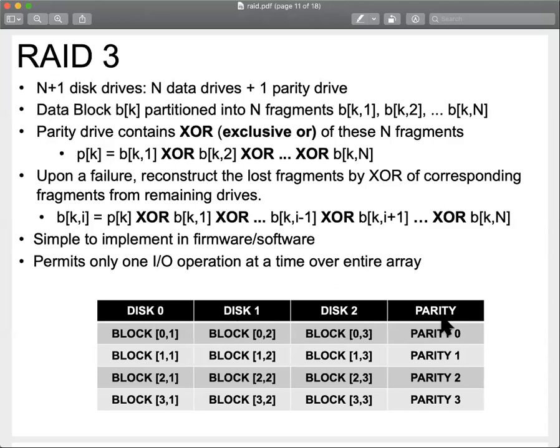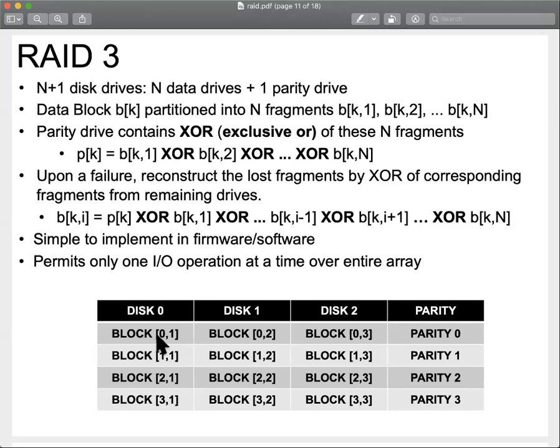Now, RAID 3 is one of the simpler cases where the RAID controller works on only 1 block at a time. So it does not offer any read-write parallelism across blocks. Okay, so for example, take block 0.